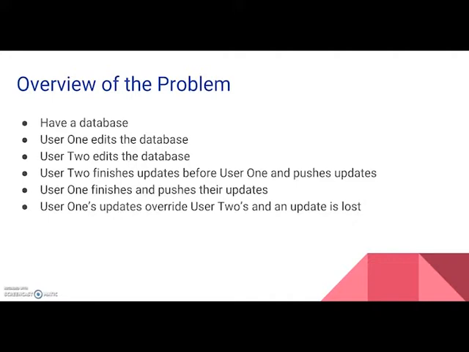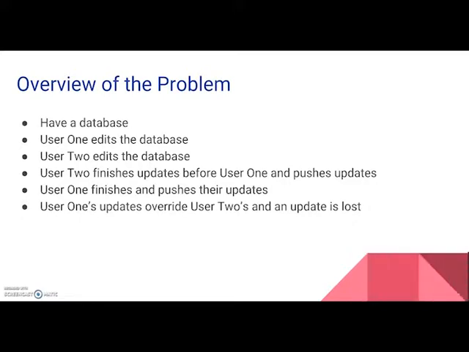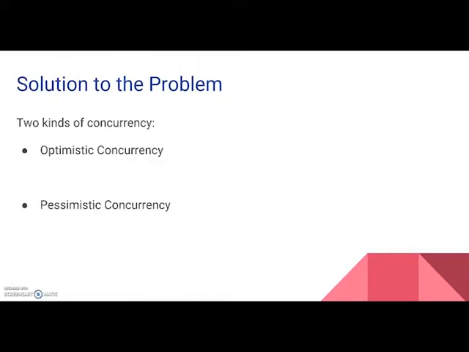The problem with this is that user 1's updates, because they were pushed second, will override user 2's, and user 2's update will be lost. And that's called a phantom record because it's completely lost. No one knows that those changes were made unless you have concurrency. Or a phantom transaction can also be called that. So there are two kinds of concurrency, optimistic and pessimistic, and we're going to get a bit into what exactly those are and what that means.